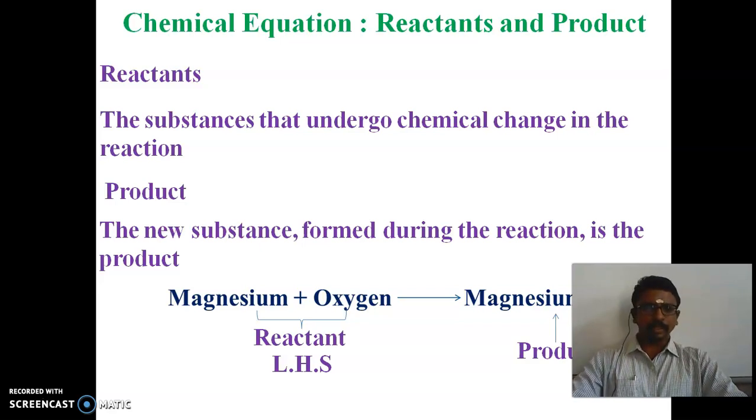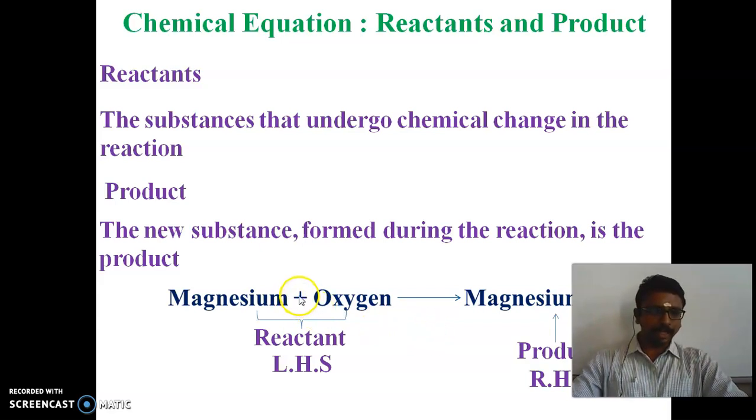So in this reaction, on the left hand side, that is LHS, only the reactants will be written. On the right hand side, that is RHS, the products will be written. So on the left hand side what do we have to write? The reactants. On the right hand side what do we have to write? Products. So we have to mention plus.